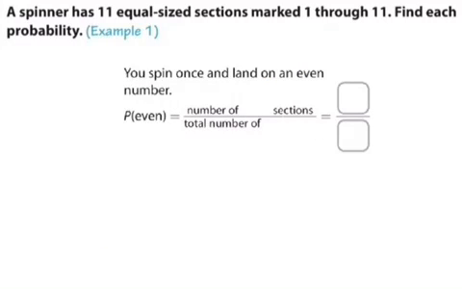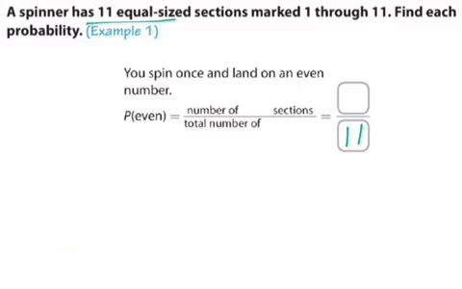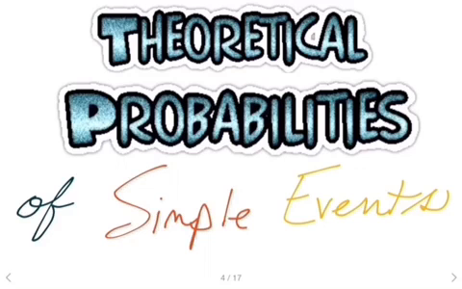All right, so also, what's the probability of landing on an even number? There's still 11 equal sides, so I'm going to put 11 there. How many evens did we have? Well, 5, because 1, 2, 3, 4, 5. So that gives us a 5 out of 11 chance of landing on an even. So it's more probable that we'll land on an odd here. So this is theoretical probabilities of a simple event, and we'll soon be moving forward into compound events.